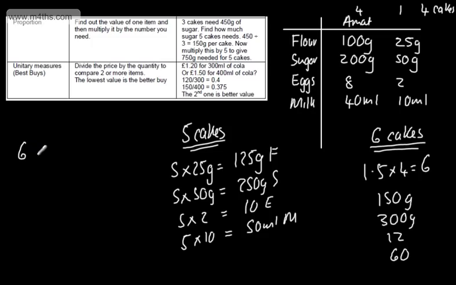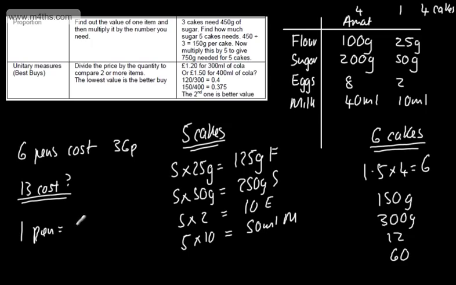We might say 6 pens cost, let's say, 36p. We want to find out how many 13 cost. So how much would 13 cost? Well, let's think about this. We want to know what 1 costs. So 6 pens cost 36p. 1 pen will be equal to 36 over 6, which is going to be 6p. So if I want 13, I do 13 times by 6, which is going to give us 78p. So all I've done is worked out what 1 costs and gone from there.